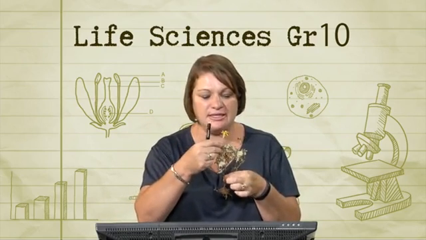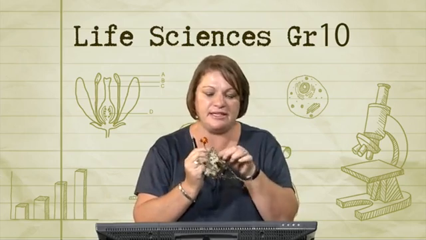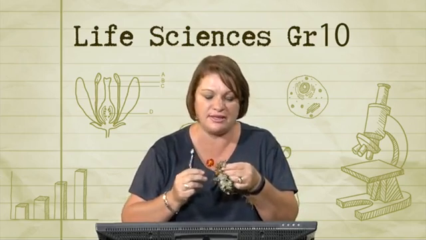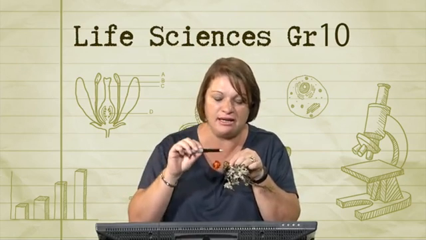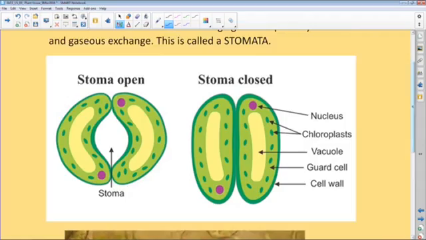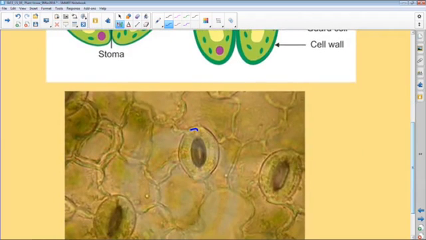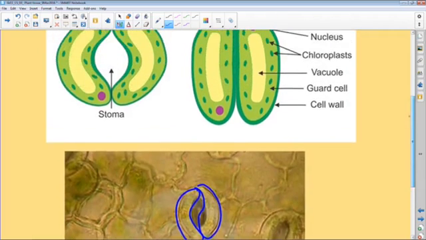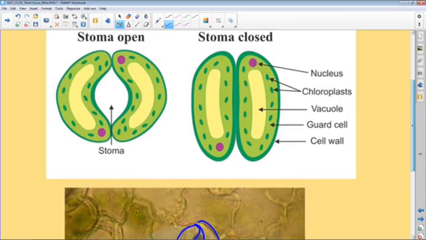Now, when we look at leaves, you are going to look at it in much greater detail. But if I look at a leaf underneath a microscope, and for those of you who want to do a practical, you take a leaf and put a little bit of clear nail varnish underneath the leaf, then you pull it off and look at it under the microscope, you are going to see these funny shaped cells. The reason why they are such a funny shape, if you have a look over here, is that they can open and close.